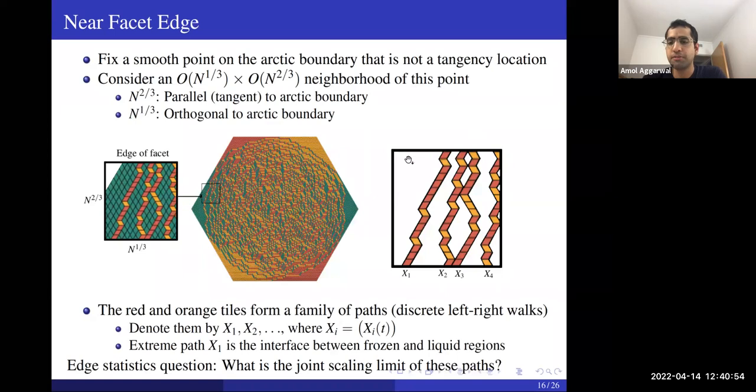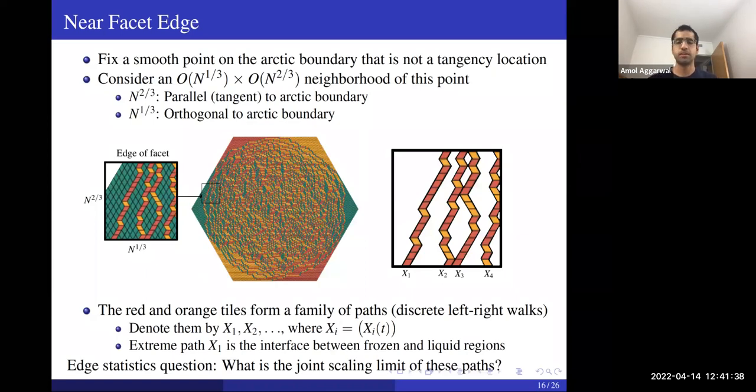So yeah, these red and orange tiles form a family of discrete left-right walks or paths, and we'll denote them by x1, x2, etc. Where x1 is the extreme one, x2 is the next one, etc. And this will be indexed by x_i(t). So x_i(t) denotes the location of the ith path at vertical slice t. Okay, so you can view t as time and x as position. Okay, so this extreme path, the leftmost path in this picture, is exactly the interface between the facet and the liquid region. It's exactly where I stop seeing only green tiles and start seeing a little bit of the other tiles.